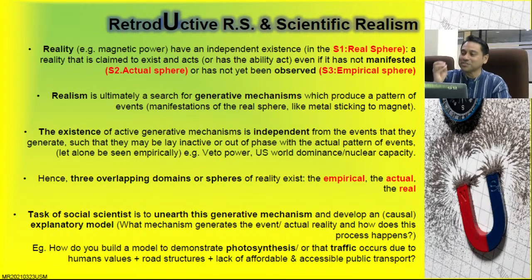There's the idea of scientific realism. So scientific realism as a philosophy looks at the real at multiple levels, at multiple domains, at multiple spheres, not at just the shallow level, but at the empirical, the actual, as well as the real. Then you can construct a model, a causal explanation. That is retroductive research. Now that is good research. Next please.